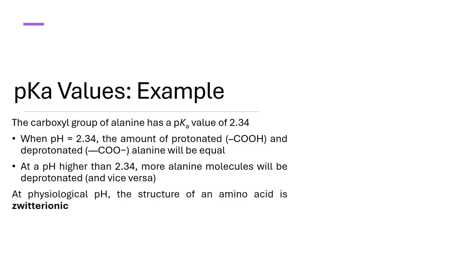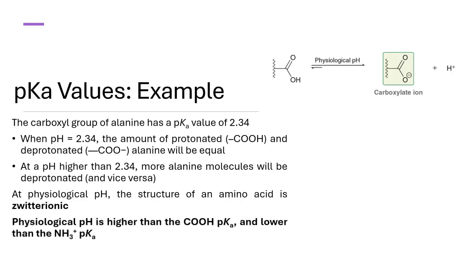At physiological pH, the structure of an alpha amino acid is zwitterionic. Physiological pH is higher than the carboxylic acid pKa and lower than the ammonium pKa. So both charges will be present, the positive and the negative.